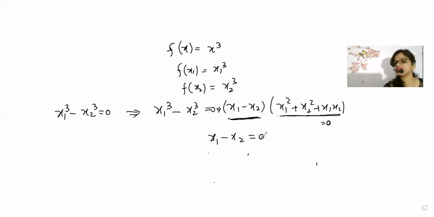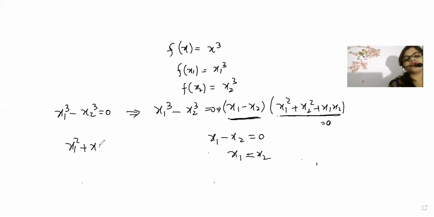The moment x1 minus x2 came equal to 0, that means x1 is equal to x2. If x1 is 1, then x2 is also 1. If x1 is 2, then x2 is also 2. So for any particular value of x1, x2 will be the same. Now let's check this one. Is it 0 or non-zero? Now x1, x2 same. So x1 square plus x1 into x1 plus x1 square, because instead of x2 I wrote x1. It will exactly become x1 square plus x1 square plus x1 square, that is 3x1 square.